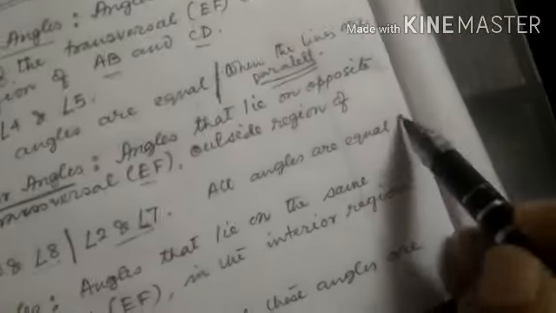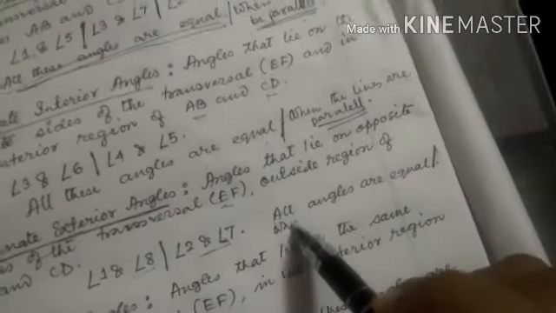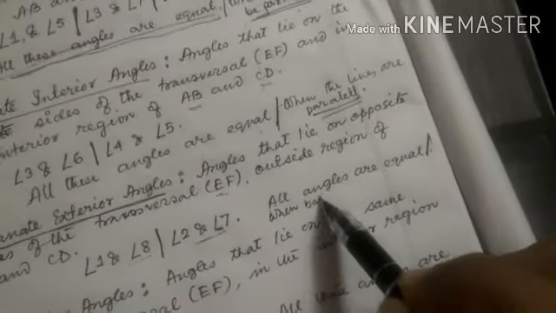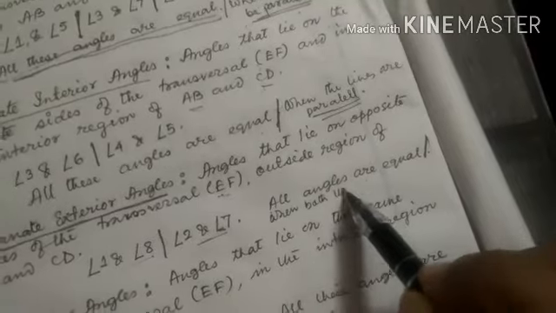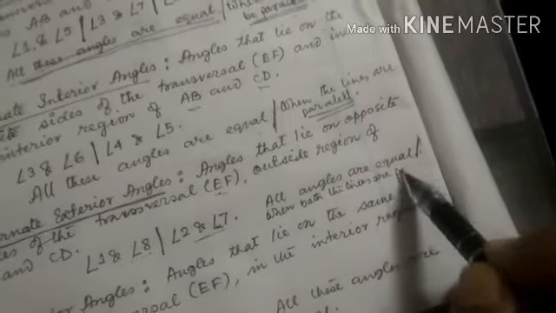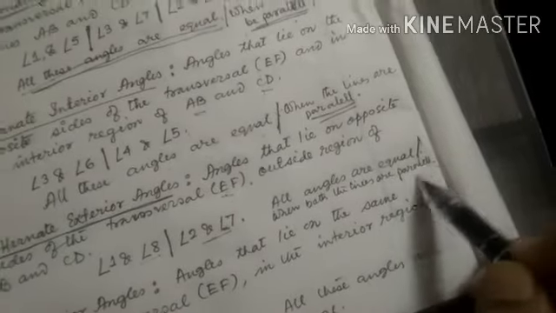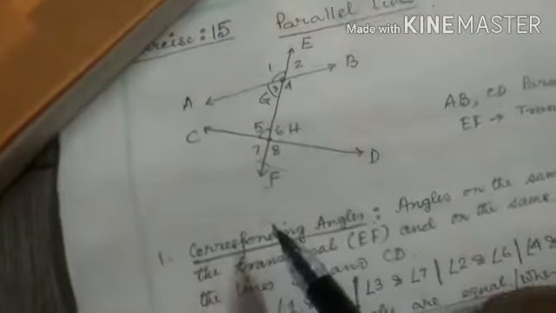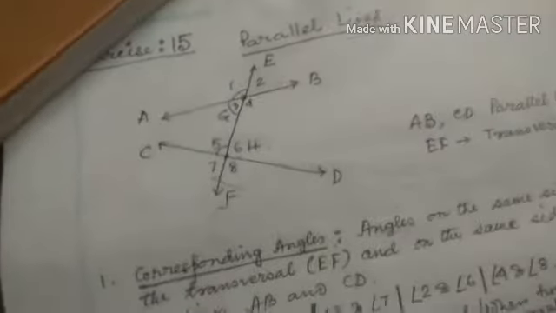All these angles are equal only when both the lines are parallel. Okay, when both the lines are parallel, that is, if AB and CD are parallel and EF is a transversal, then these alternate exterior angles will be equal to each other.